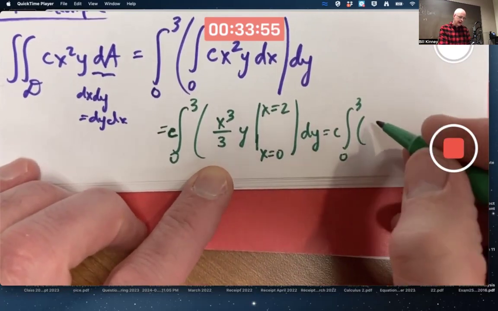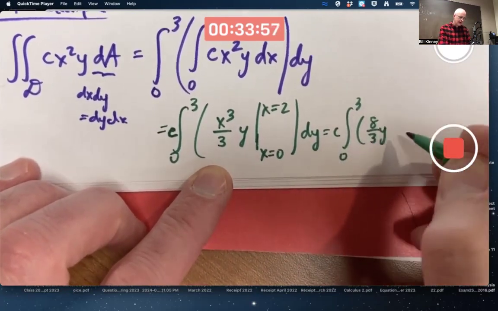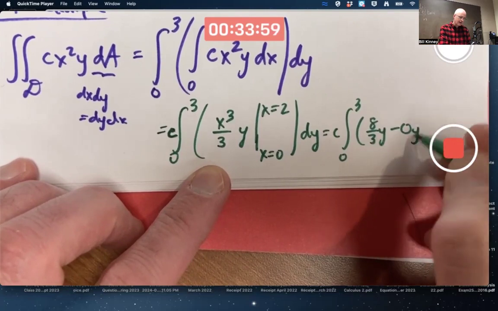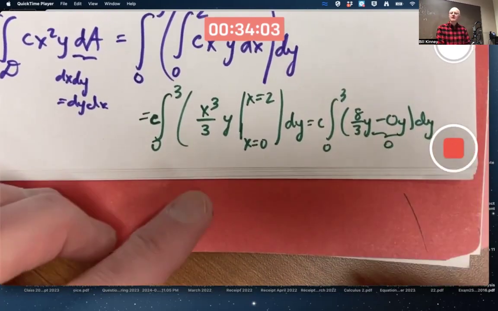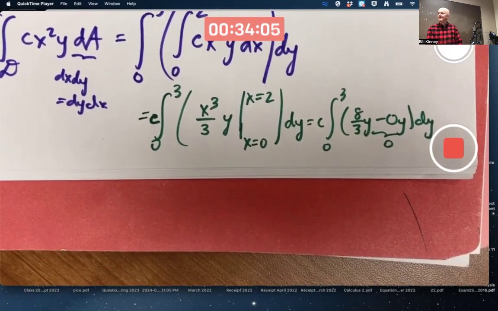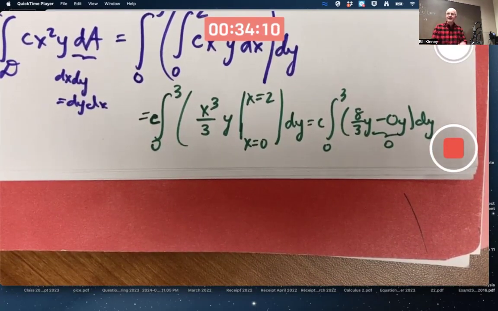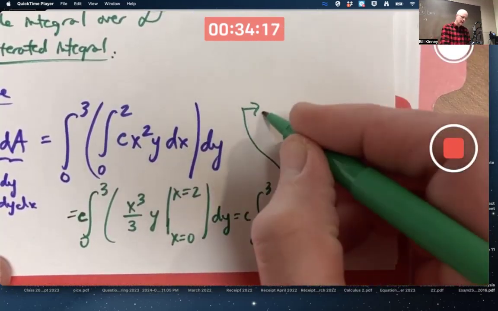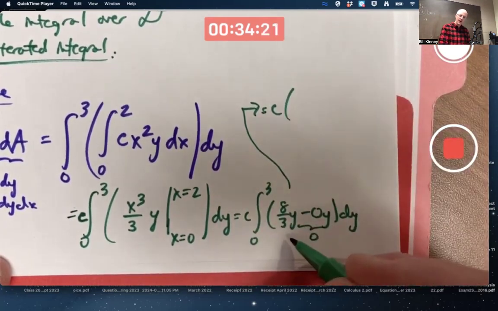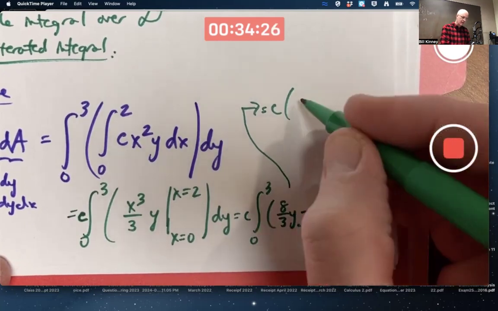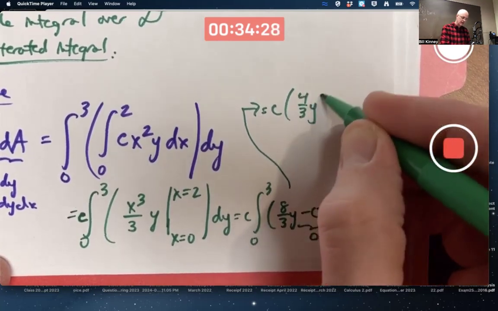Plug in x equals 2, get 8/3 y. Plug in x equals 0, get 0 y, which of course is 0. We're almost done. We got c times the integral from 0 to 3 of 8/3 y. It's going to be an easy thing to finish it. We're going to get c times, if I integrate 8/3 y with respect to y, I get a y squared. I also divide by 2. I get a 4/3 y squared.